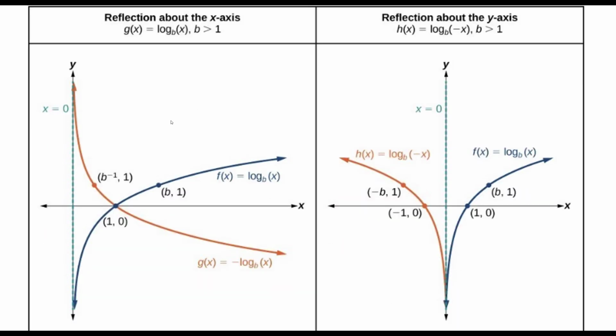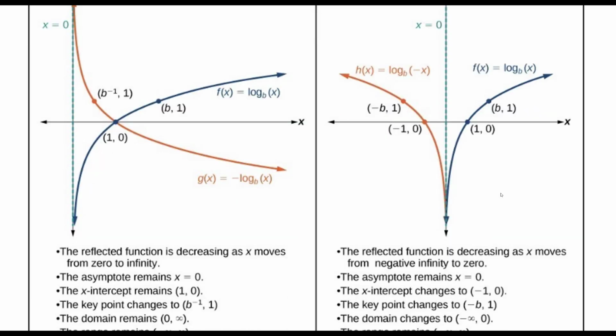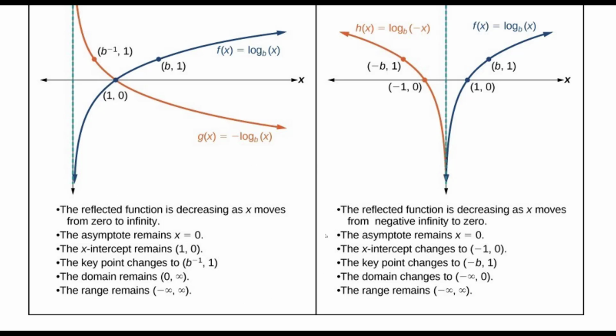So here's a glimpse, or an illustration, of that. The blue is the original function, the orange is the reflected function. So this is reflected across the x-axis because you had a negative out front. And then this is reflected about the y-axis. There's some data about this. So the asymptote stays the same. The x-intercept stays the same. Some key points, you get b inverse, or b to the negative 1, comma 1, and so on. Whereas over here, the key point change would be negative b, comma 1.